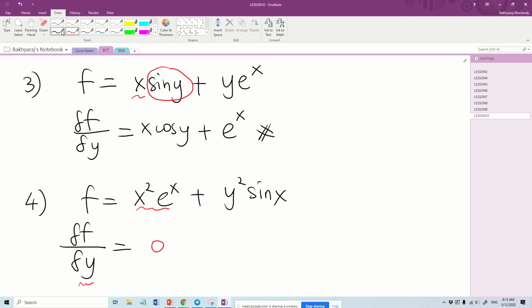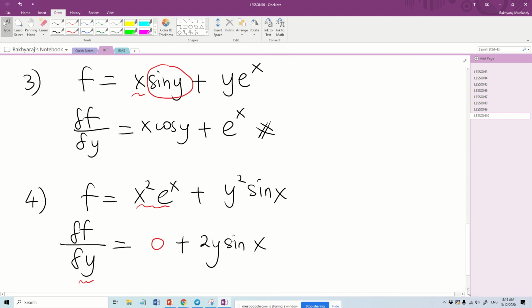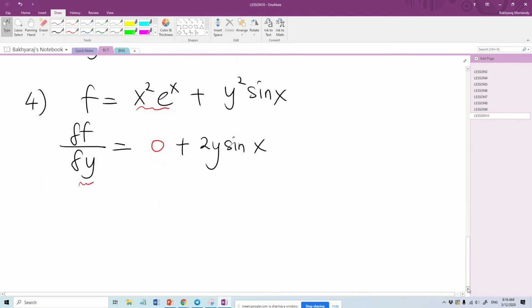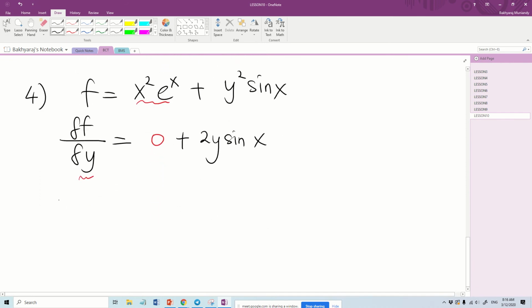And you differentiate the other side, plus, differentiate y squared, you get 2y and sine x. It is not cos x because we are differentiating only y. So it is just sine x. So the last answer will be delta f over delta y equals 2y sine x.